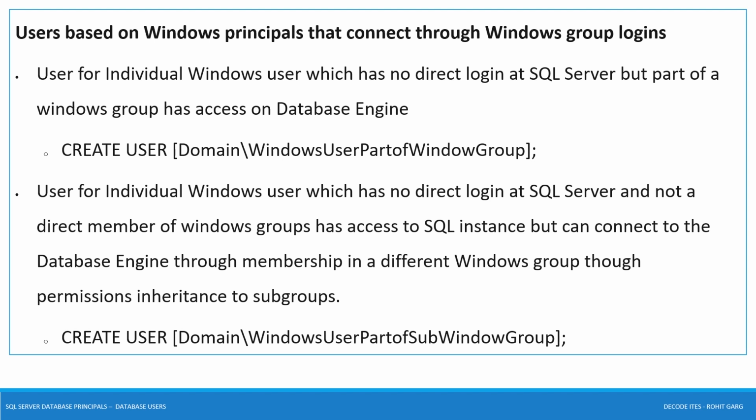The next is user for individual Windows account which has no direct login at SQL Server, similar to above one, plus not a direct member of Windows group has access on SQL instance, but can connect to DB Engine through membership in different Windows group through permissions inherited to subgroups. This means a user is not a direct member of group added as a login at SQL Server, but a member of subgroups which are further part of the group which are added as login in SQL Server.